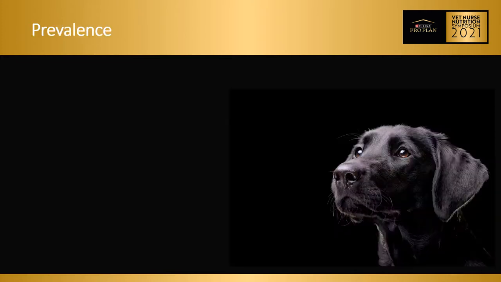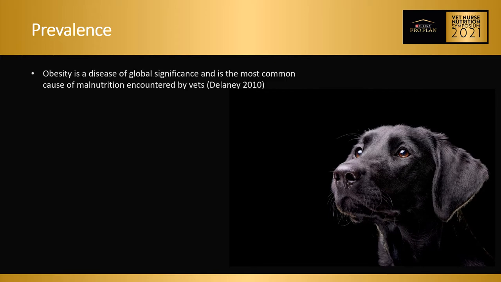So what about the prevalence of obesity? Obesity is a disease of global significance and is the most common cause of malnutrition encountered by vets. And what we mean by malnutrition is they're not getting the right nutrition. Therefore, these dogs and cats, unfortunately, are putting on weight because they're not receiving the right ratio of nutrition. When we think malnutrition, sometimes we think about those dogs and cats that are underweight, but we must change our mindset on that and remember that obesity is the opposite effect of that.